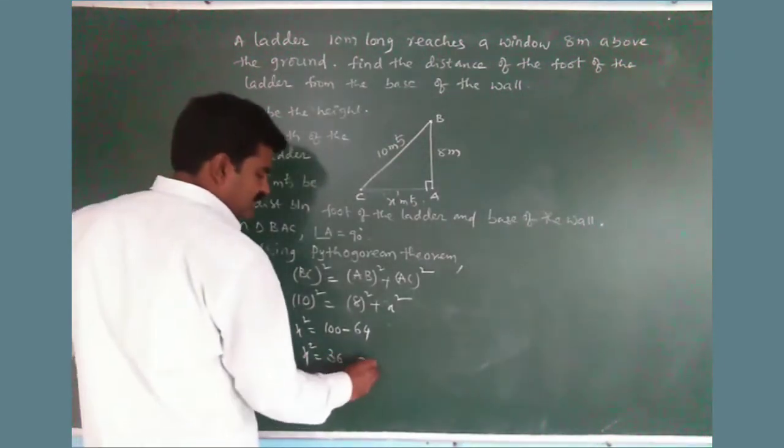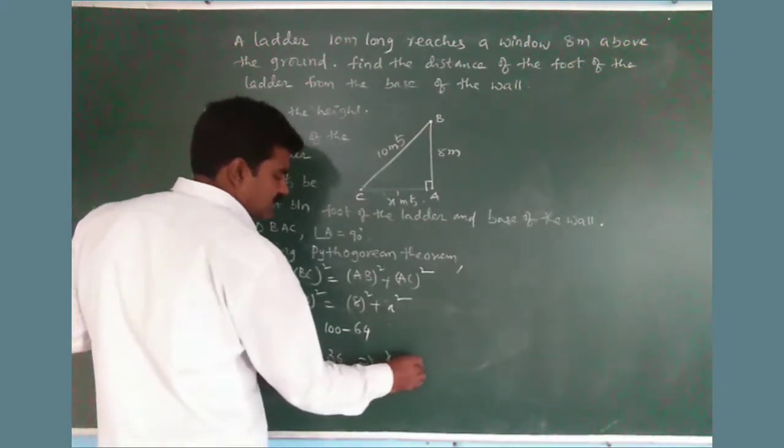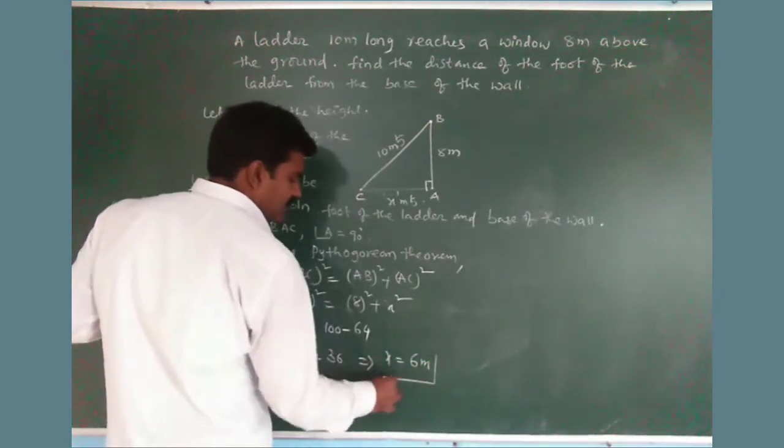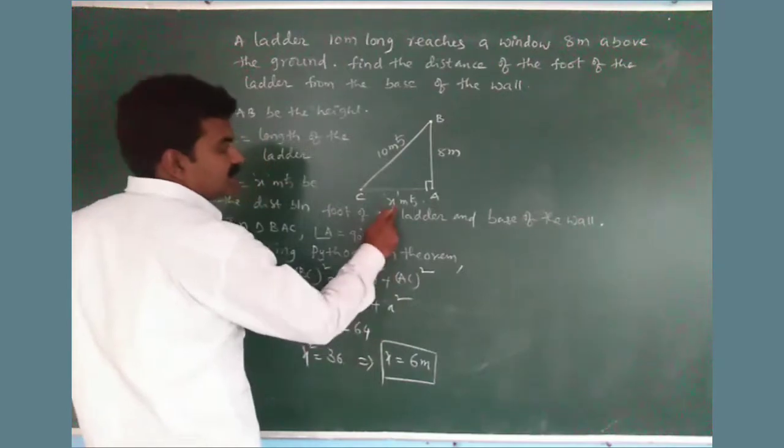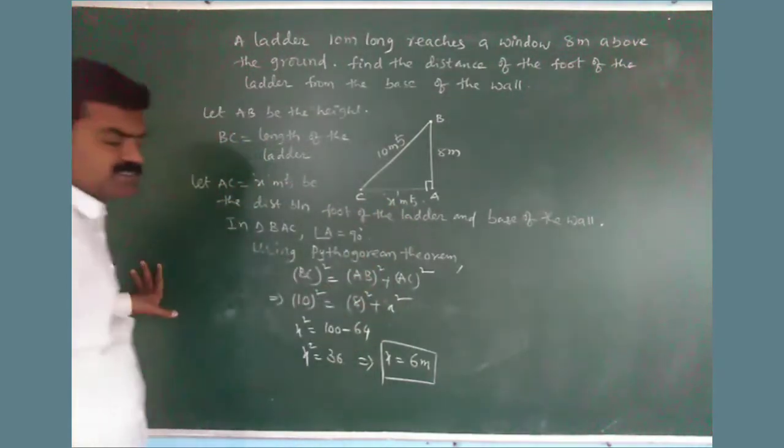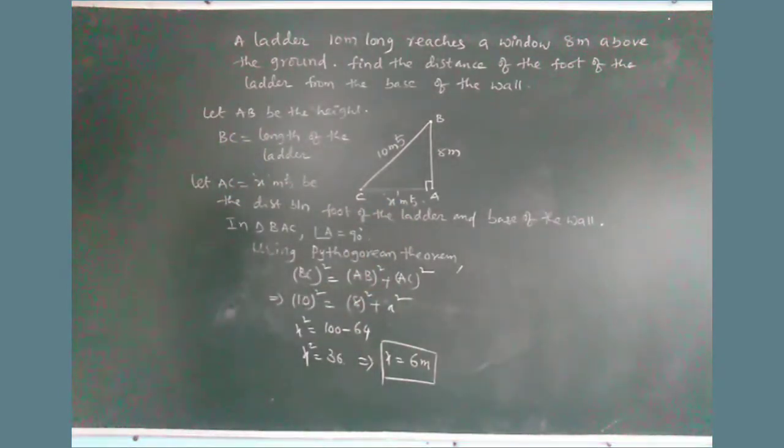Actually x can be plus or minus 6, but we cannot take it as negative since x is the distance. Distance can never be expressed as negative. Hence we consider the value of x as 6 meters. Hence the foot of the ladder is at a distance of 6 meters from the base of the wall.